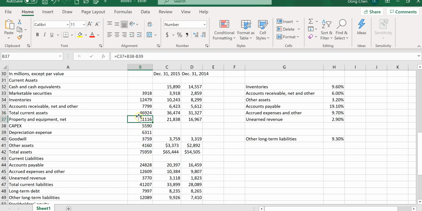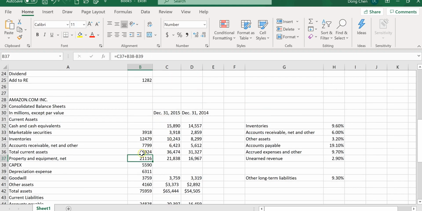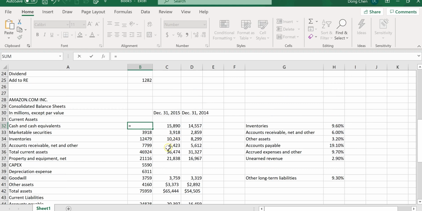So that's the total current assets. And then from the total current assets, we can now back out the cash and cash equivalents. This will be simply equal to the total current assets, minus the marketable securities, minus the inventories, and minus the accounts receivable. So that is my cash, and that's the final item.